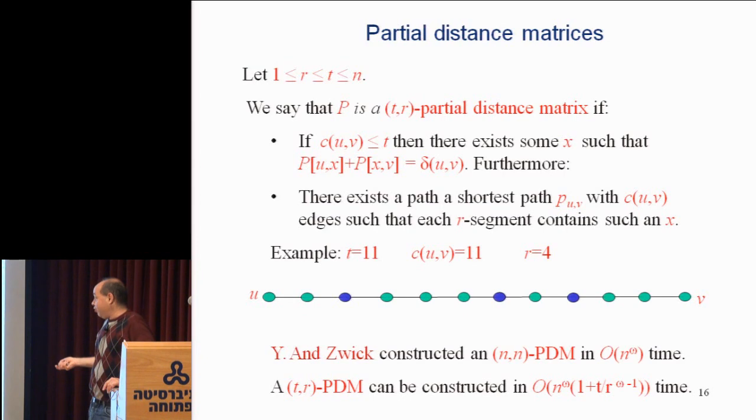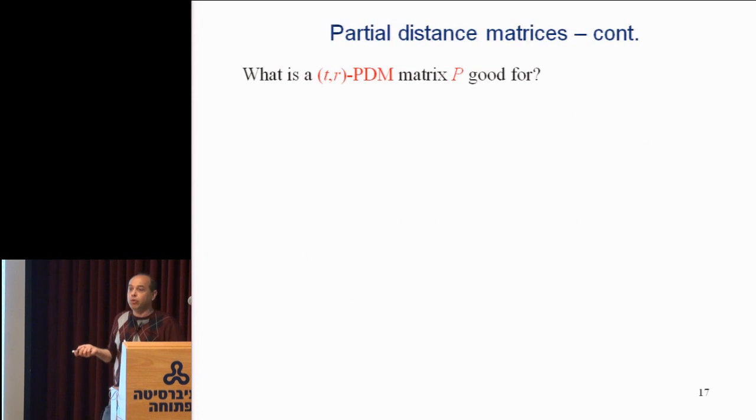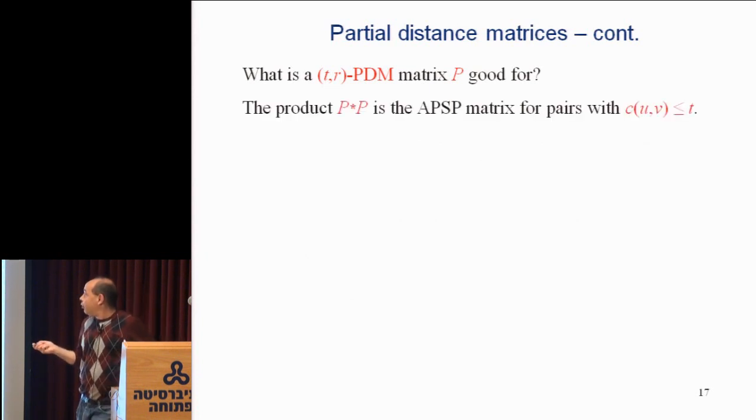Okay, so in the more general case where instead of N-N partial distance matrix, we want a T-R one, the algorithm is only slightly more complicated, but the running time, of course, would be slightly larger depending on our choice of T and R. So why is it good for these T-R partial distance matrices? Well, we already said that the product of P with itself would give me the correct result, not in all places, but at least in places where CUV is small, and this is why I care about it. This is what we care about.